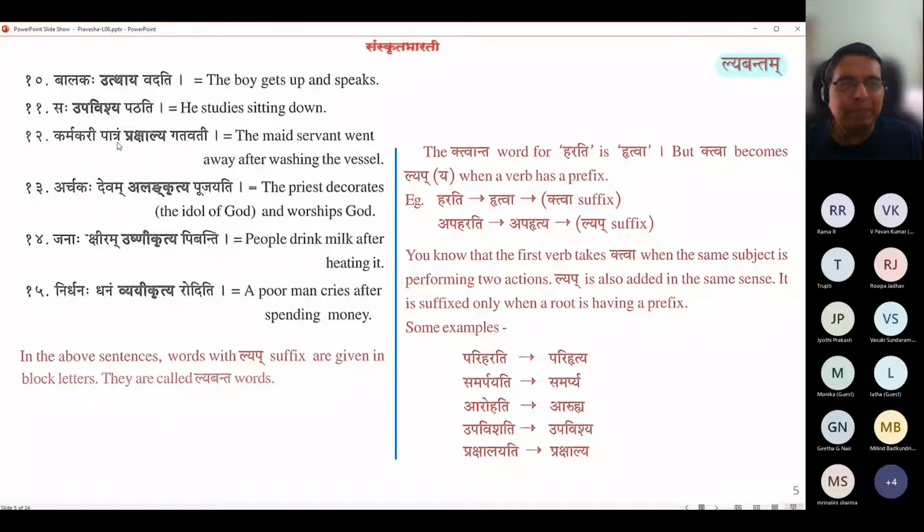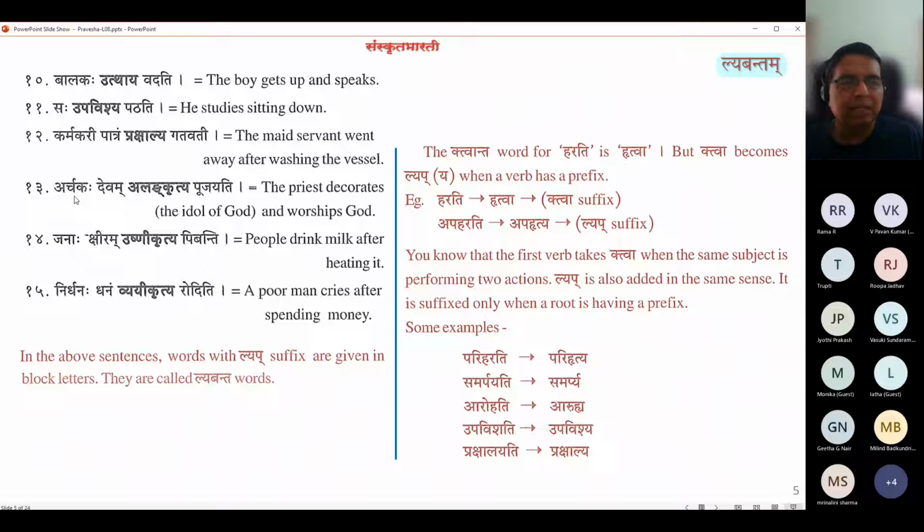So karmakari patram prakshalya. So kshal dhatu, kshal shuddhikarane, something like that. Okay, so prakshalya, properly having cleaned, some sense like that. So kshalayitva in the tvanta becomes prakshalya in lyabanta with the pra upasarga.